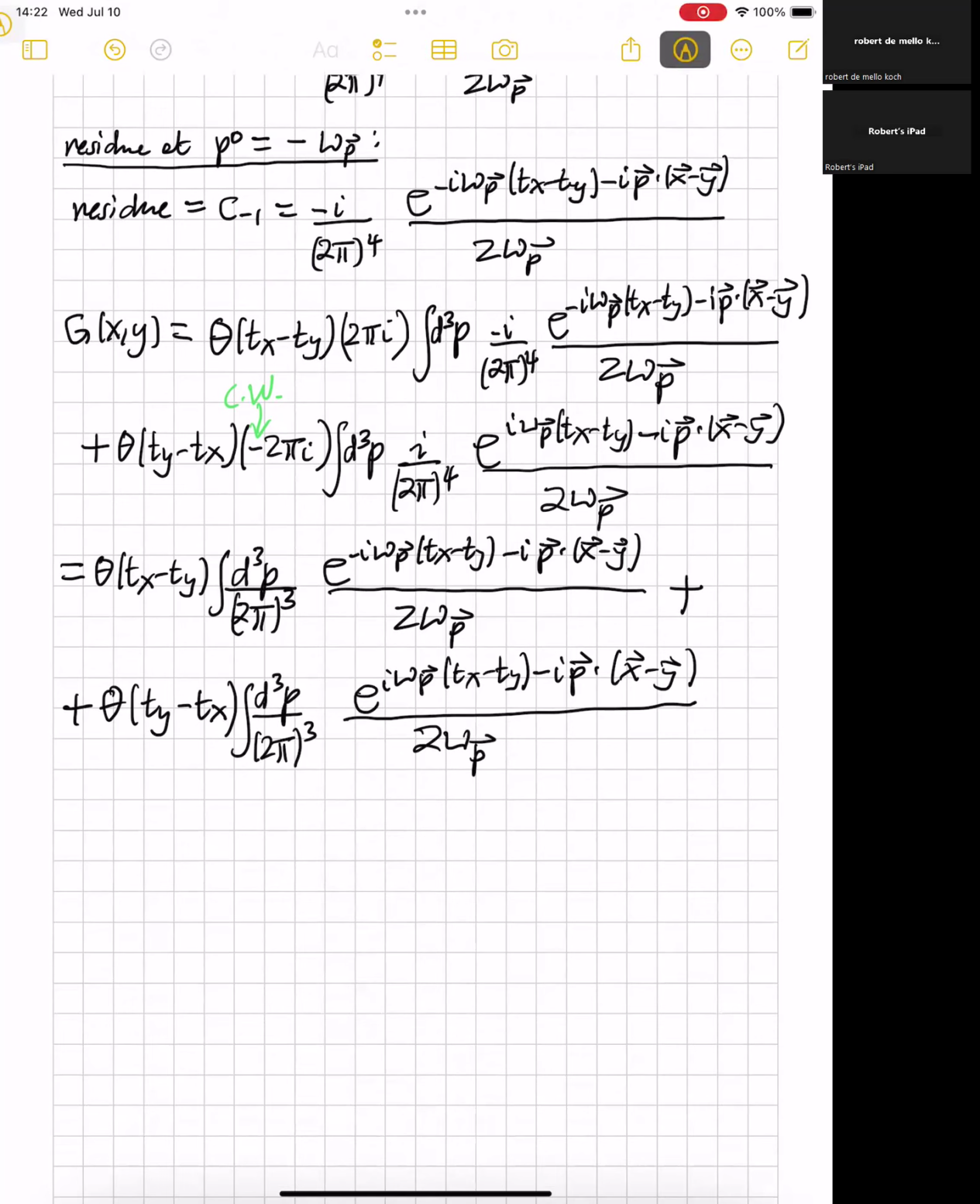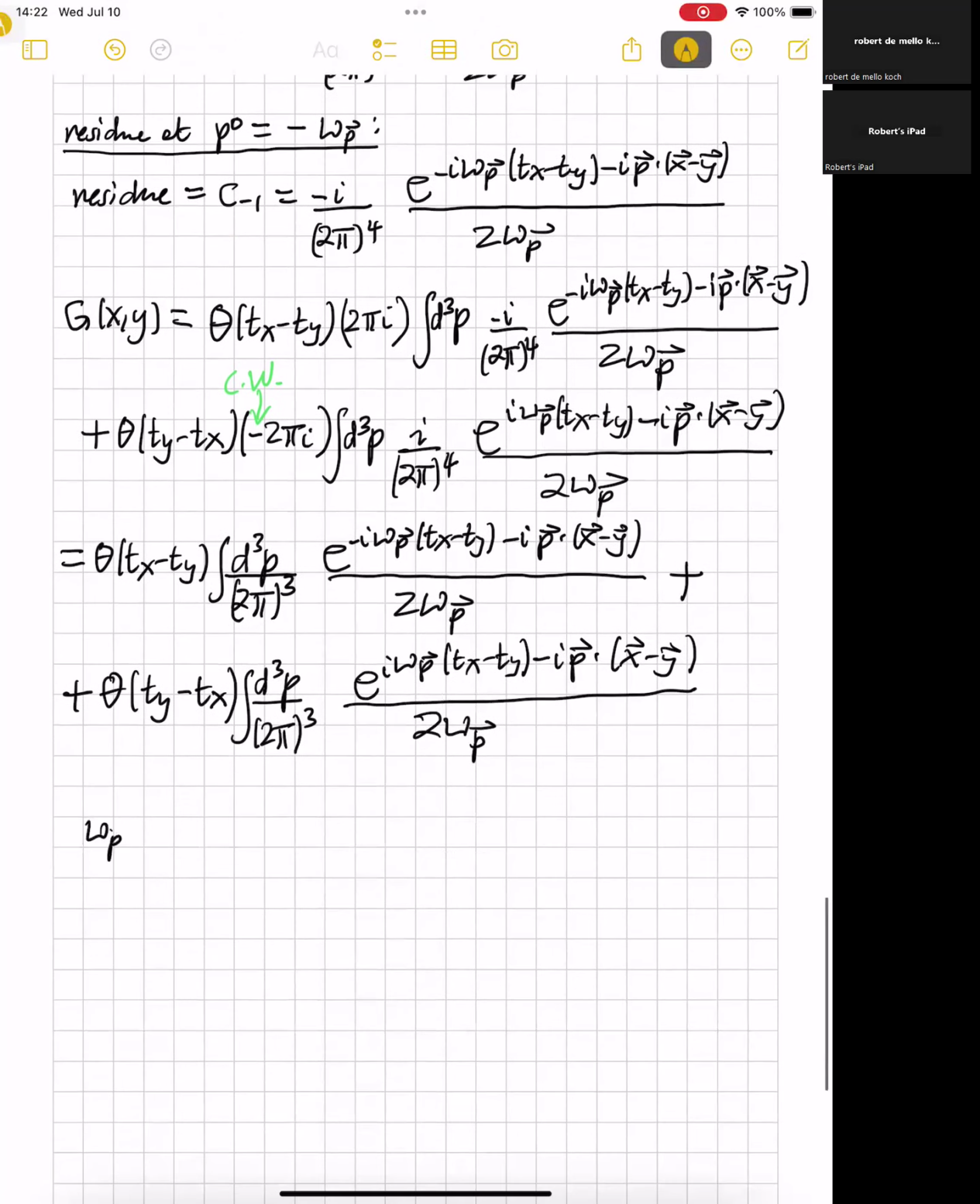There's just one thing I don't like. Look at the exponential in the second term. This looks like an i omega_p times the difference in times, minus i p dot (x minus y). So that's omega_p (t_x minus t_y) minus p dot (x minus y). I like this very much because this looks like a p⁰ times a delta x⁰ minus a p dotted into a delta x. And the time components and space components come with opposite signs.